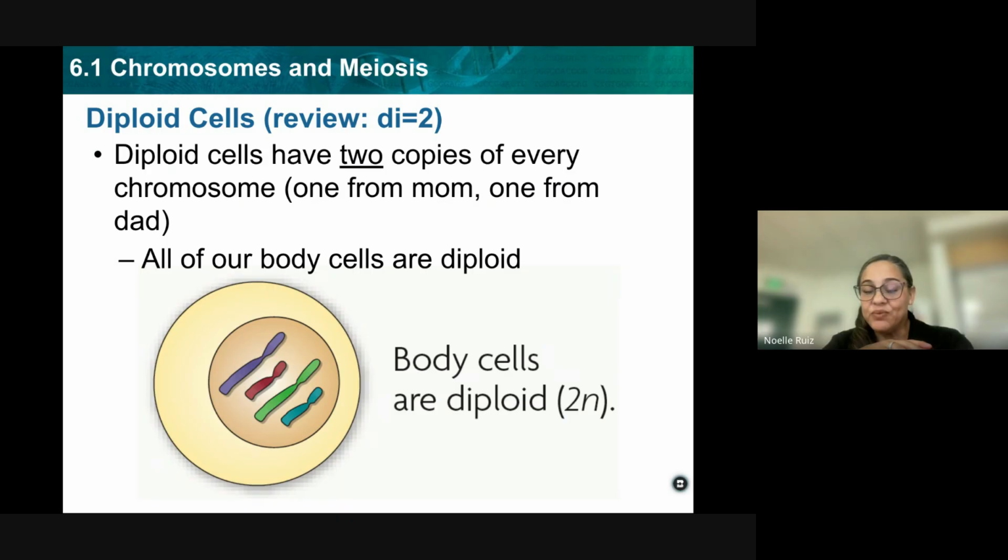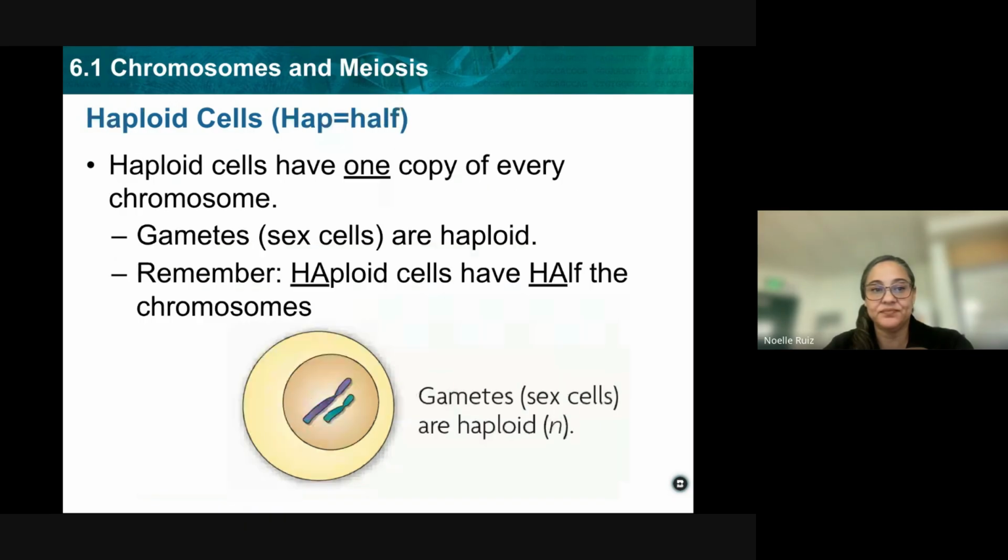Now, our other cells, we cannot pass all 46 chromosomes onto our children. We only pass half of the information. So our body finds a way to cut that number in half. And that is known as a haploid cell. Haploid cells only have 1 copy of every chromosome. So when you hear hap, think half. And our gametes are haploid. Like I said, these are the cells that we pass on to our children. We only get to pass on half of our information. The other half has to come from the other parent.